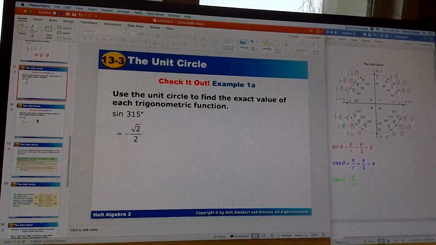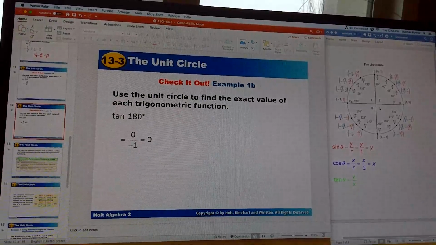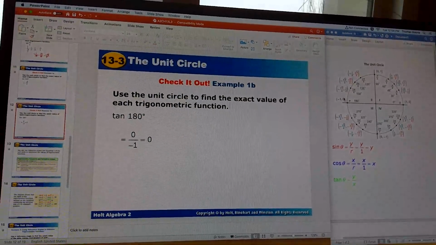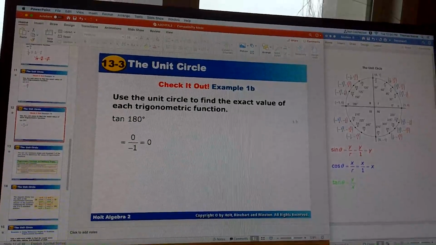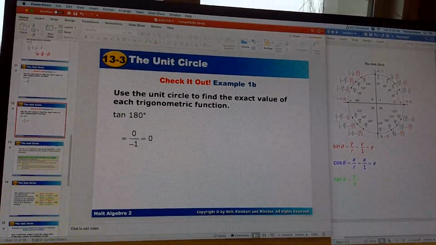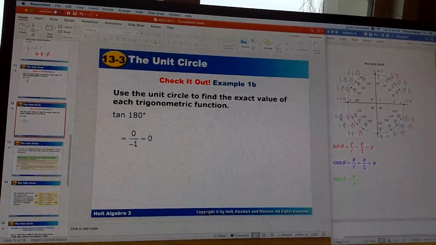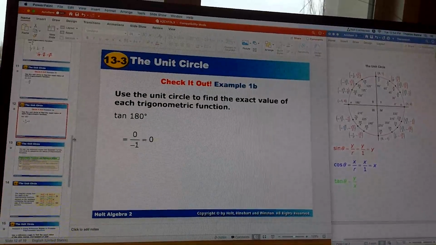All right, let's see if we got another one here. I think we do. What about the tangent of 180? Okay, well, here's 180 right here. The sine or the y value is 0, the x value is negative 1, so we take 0 divided by negative 1, which is just 0. Okay, so you'll get some practice getting familiar with that unit circle. Maybe a good idea to have that slide out while you're going through the worksheets.